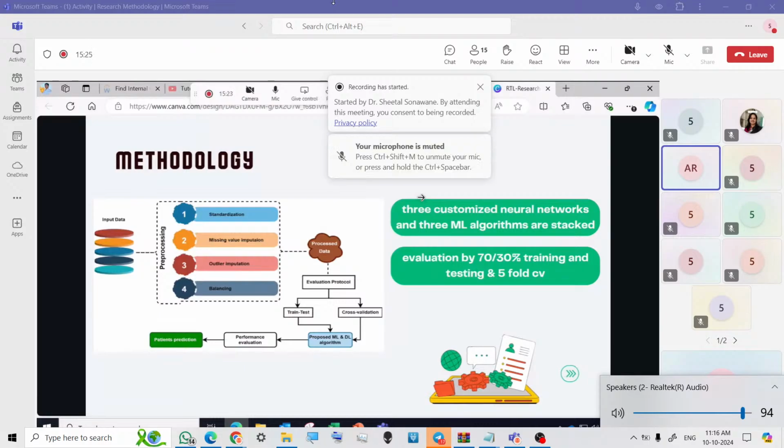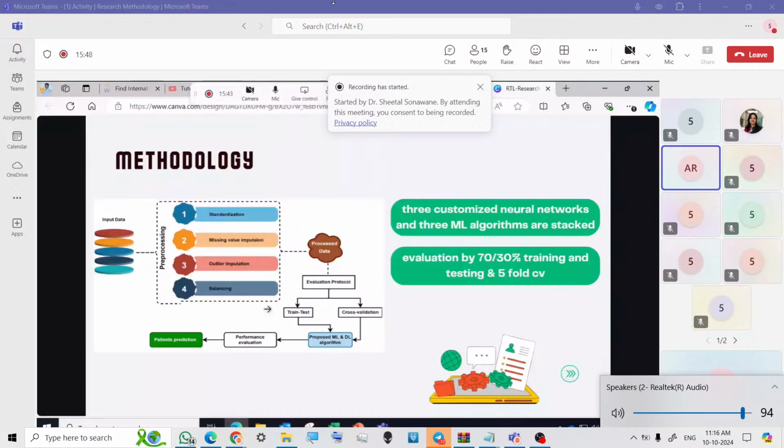So what we have done is we have fed the input data over here, and post that we have done some pre-processing of the data, like standardization, then missing value imputation, outlier imputation by IQR method, then balancing. What does balancing mean? Balancing is nothing but to make the two classes equivalent over here.